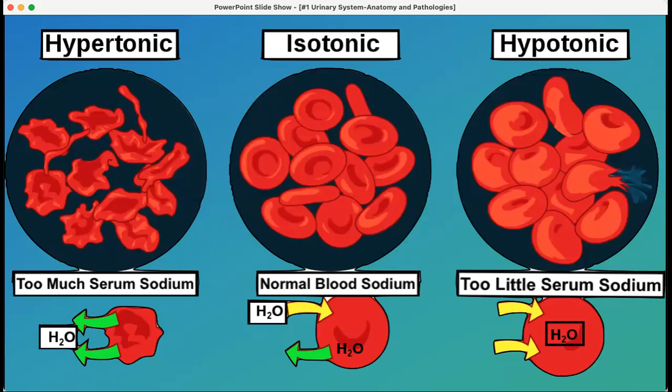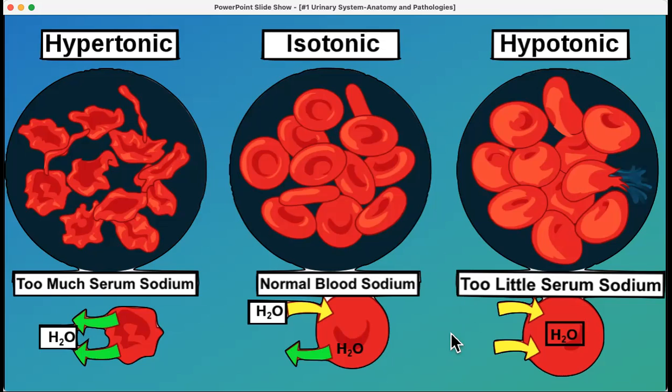So these are 3 images showing what happens if the serum sodium is too high. That's a hypertonic situation. Iso means the same, so the red blood cells stay the same. And in the hypotonic case, which is the case of glycine, too much pure water dilutes out the serum sodium, and these red blood cells are going to burst.